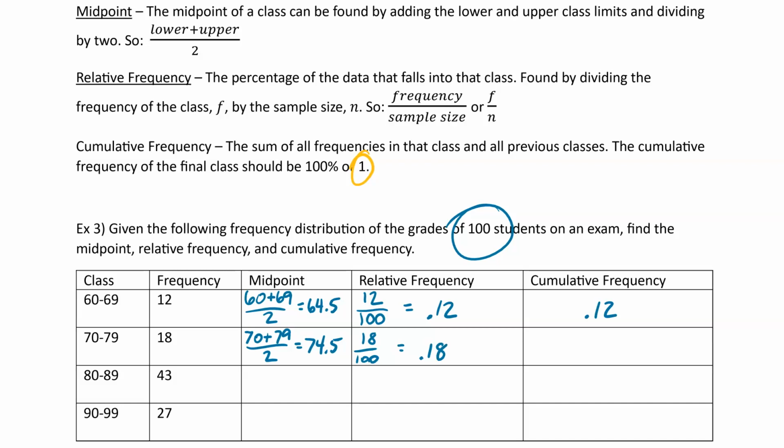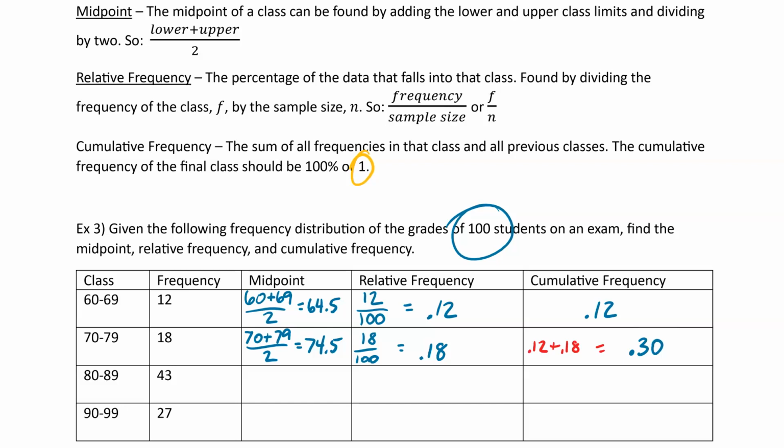And this time for the cumulative frequency, all we actually need to do is take that frequency that we had under the cumulative before, add on the 0.18 that we just got, and that would give us our new cumulative frequency of 0.30. Then we're just going to do it again.